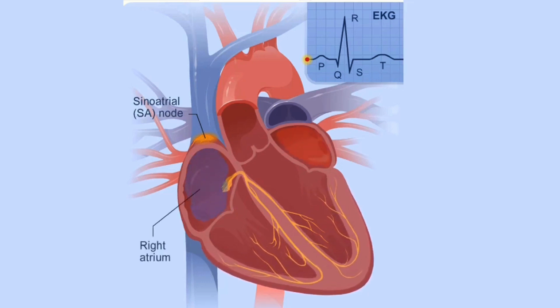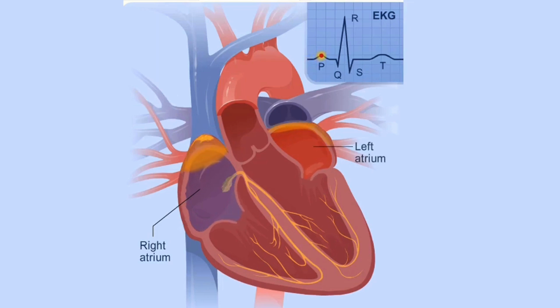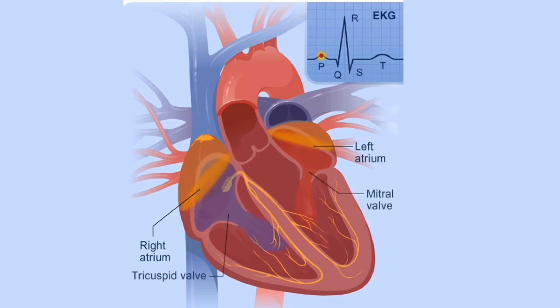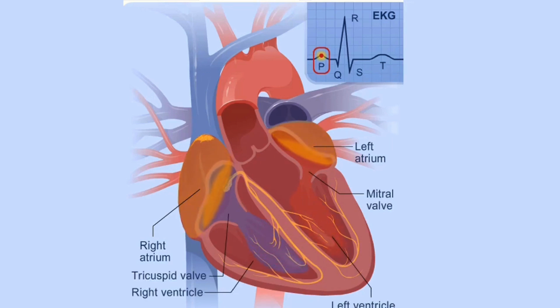When your heart's right atrium is full with blood, the electrical signal spreads across the cells of your heart's right and left atria. This signal causes the atria to contract, or squeeze. This pumps blood through the open valves from the atria into both ventricles. The P wave on the EKG marks the contraction of your heart's atria.